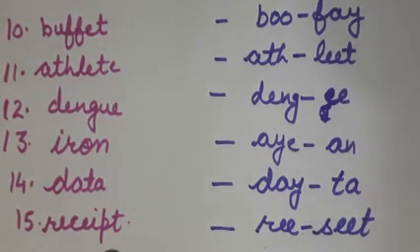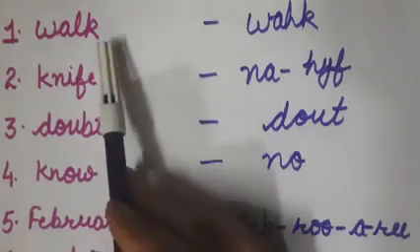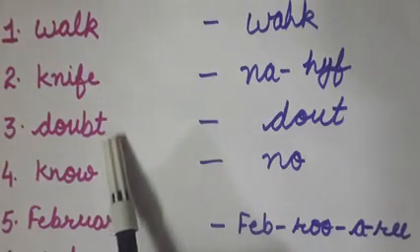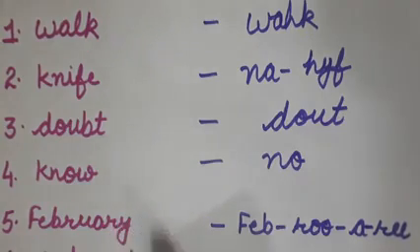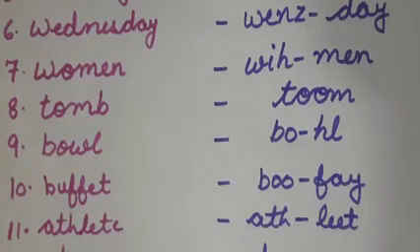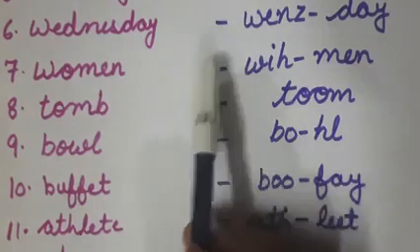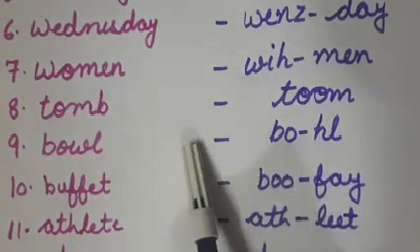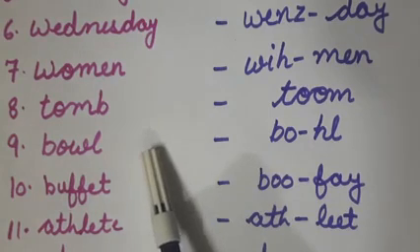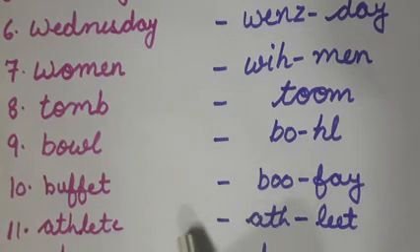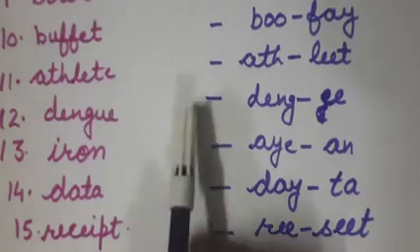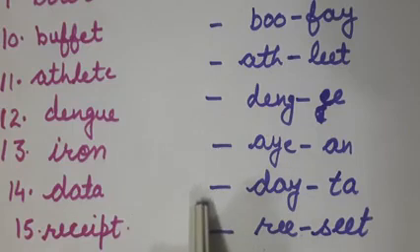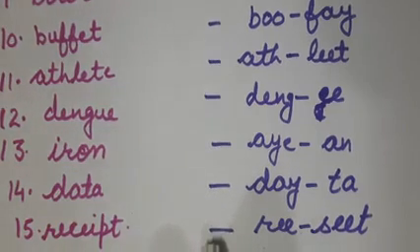Okay. Right now I am recalling the words again. Listen carefully. Walk, knife, doubt, no, February, Wednesday, women, toe, bowl. Sorry, not bowl, ball. Buffet, athlete, dengue, iron, data, receipt. I hope you understood.